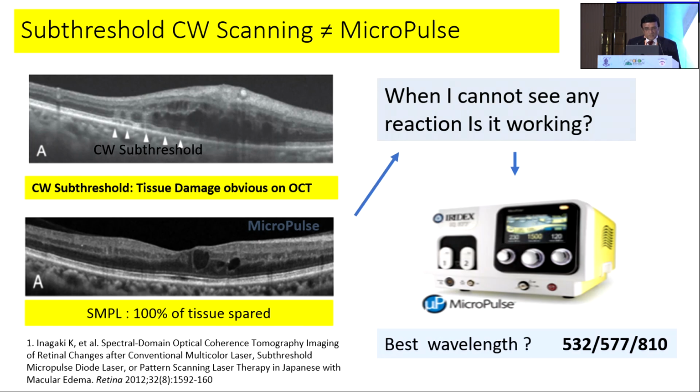So a sub-threshold continuous wave scanning laser is not equivalent to micropulse laser. In a micropulse laser, there is 100% tissue sparing, while in a sub-threshold laser, there could be an obvious damage, which can be detected on the OCT, but in a micropulse laser, even the OCT damage does not occur.